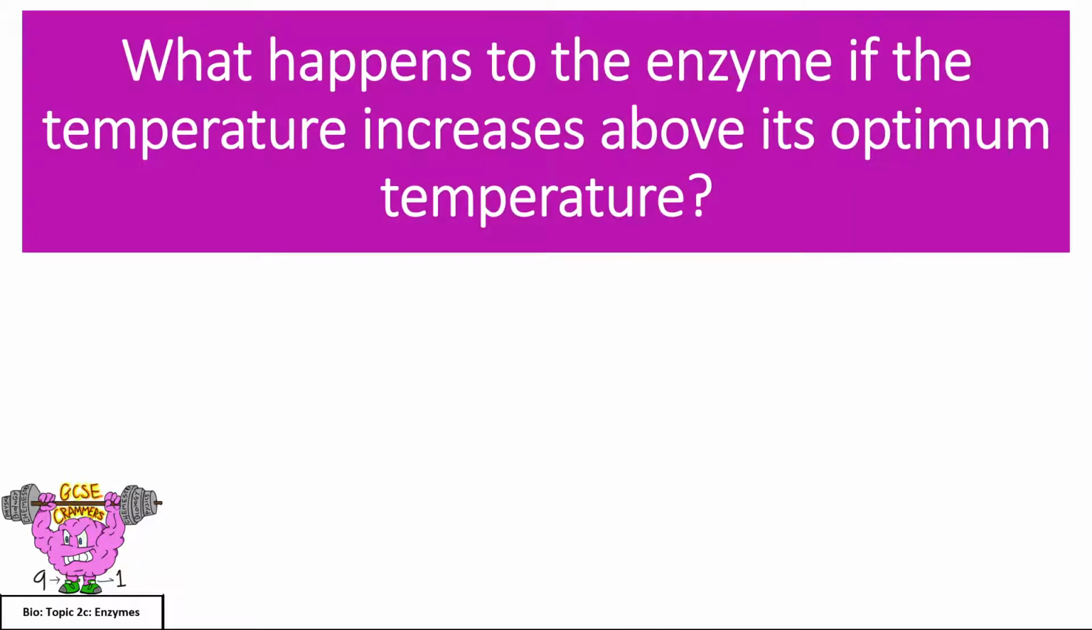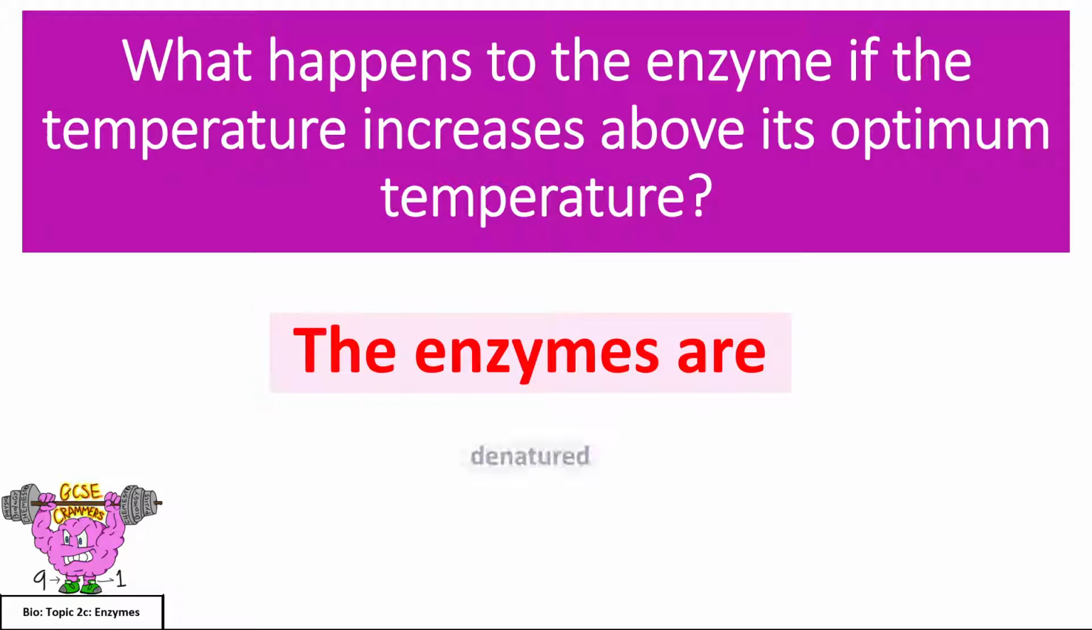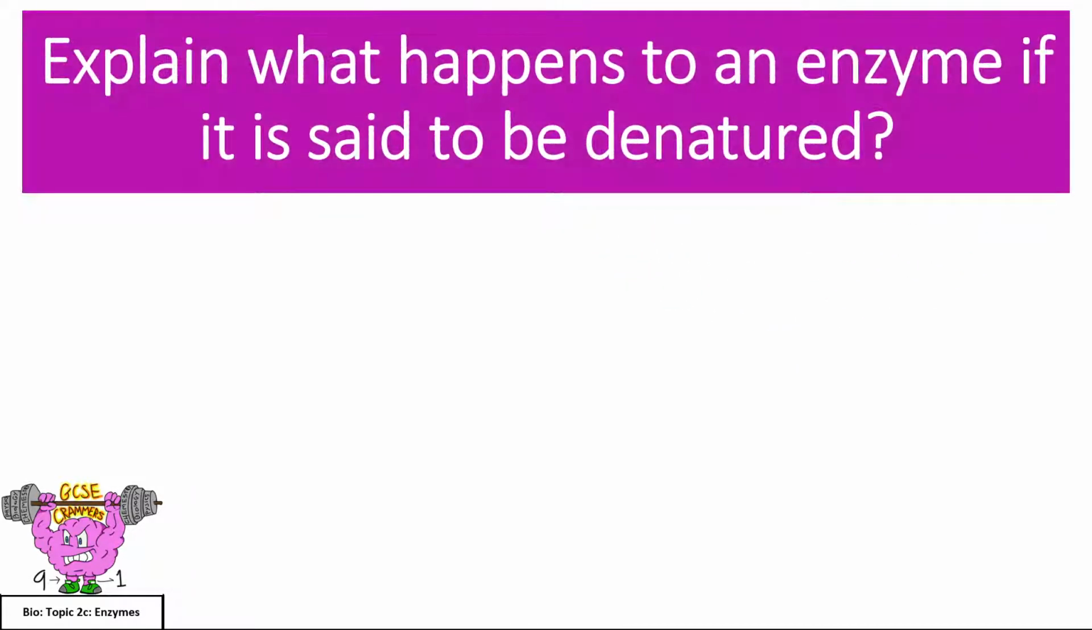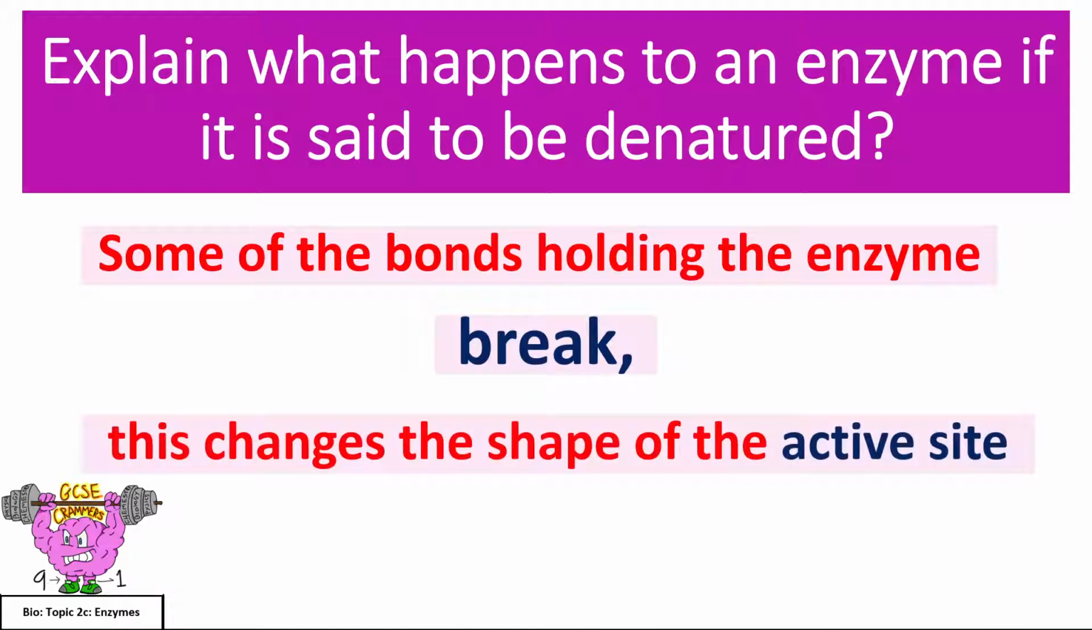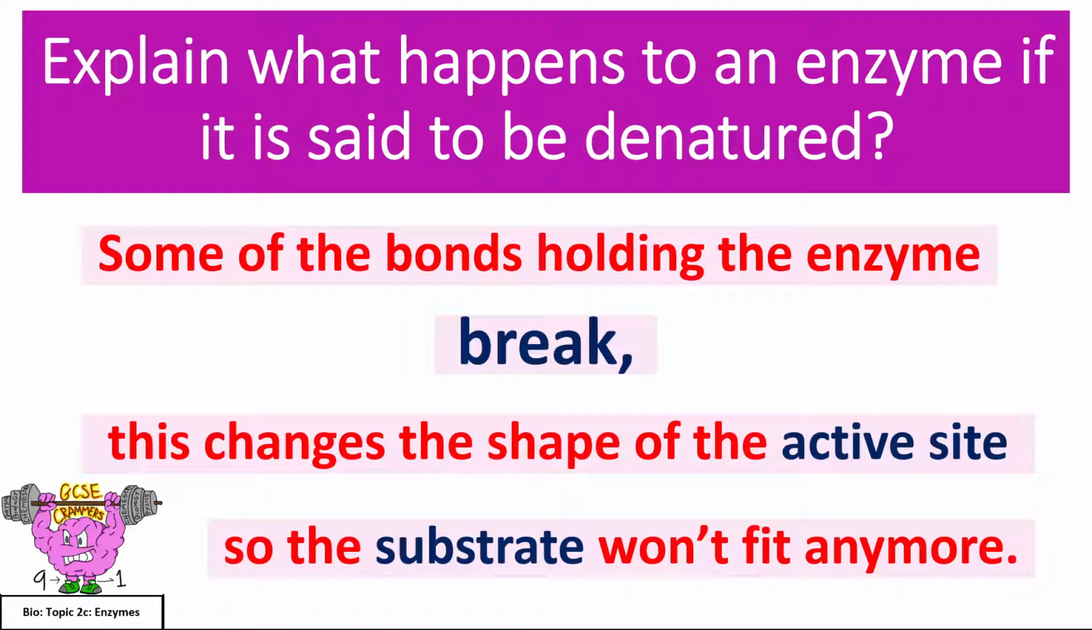What happens to the enzyme if the temperature increases above its optimum temperature? The enzymes are denatured. Explain what happens to an enzyme if it is said to be denatured. Some of the bonds holding the enzyme break. This changes the shape of the active site, so the substrate won't fit anymore.